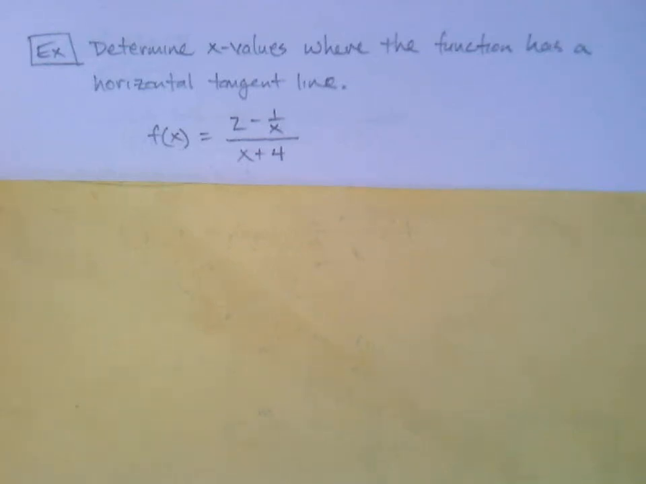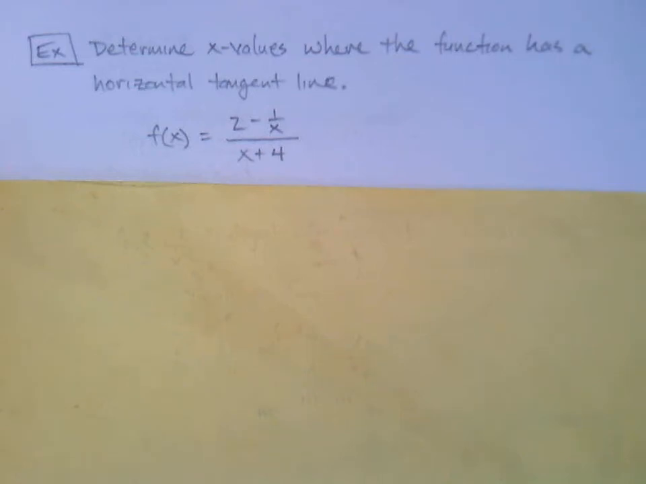All right, part 3. Moving on, another example, and they're getting more challenging as we go. This one is: determine x values where the function has a horizontal tangent line. And we're given the function there, f of x equals 2 minus 1 over x, all over x plus 4.